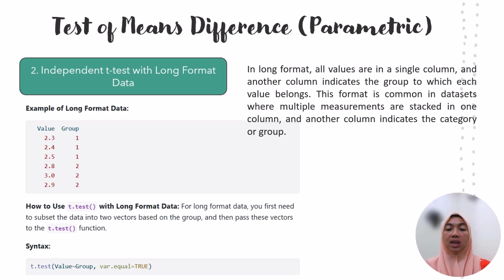How do we use the t.test function with the long format data? You first need to subset the data into two vectors based on the group and then pass these vectors to the t.test function. Look at the syntax for the long format: t.test with the value, the groups, and var.equal is TRUE.